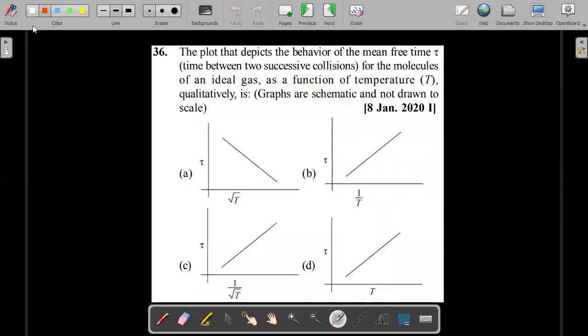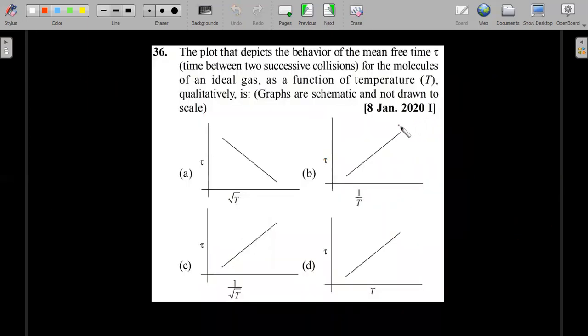Let's see another one. You could see in January 2020, the same question asked in the graphical manner. Plot that depicts the behavior of mean free time. Mean free time is another word used for average time between collisions. So you have got 3 words by now: mean free time, average time or mean time between collisions, or relaxation time. All 3 mean the same.